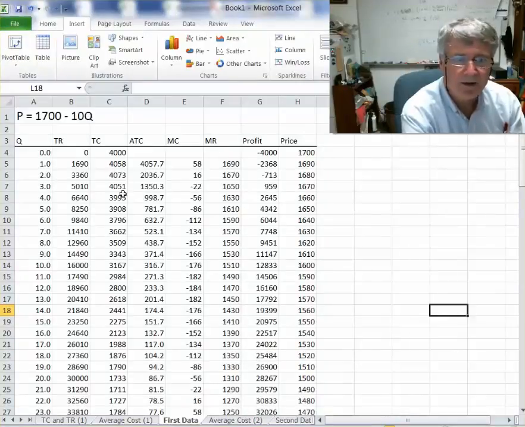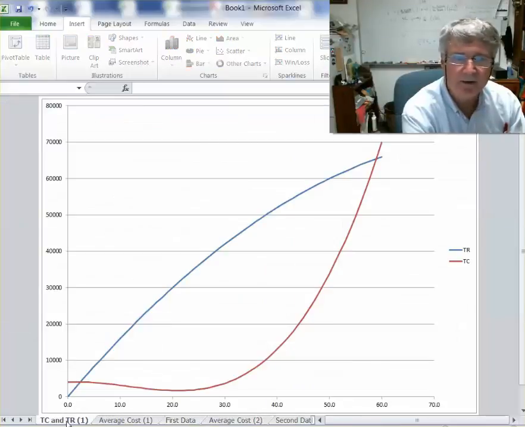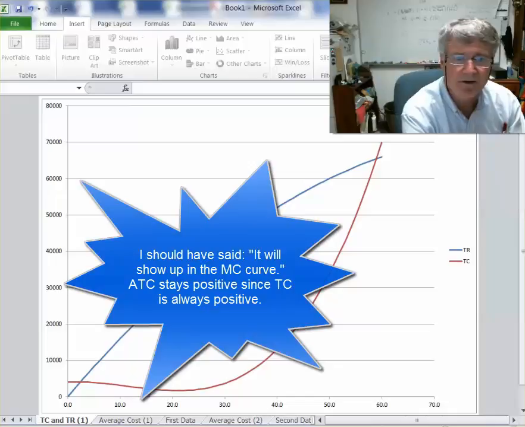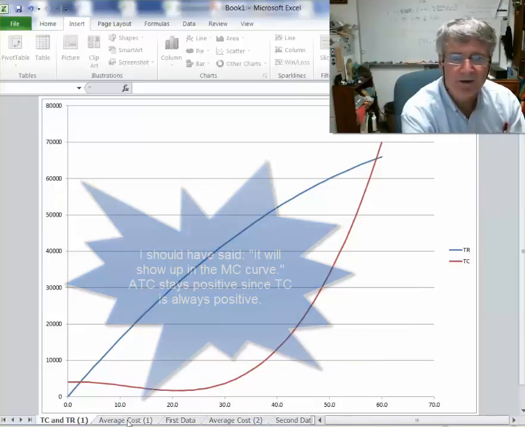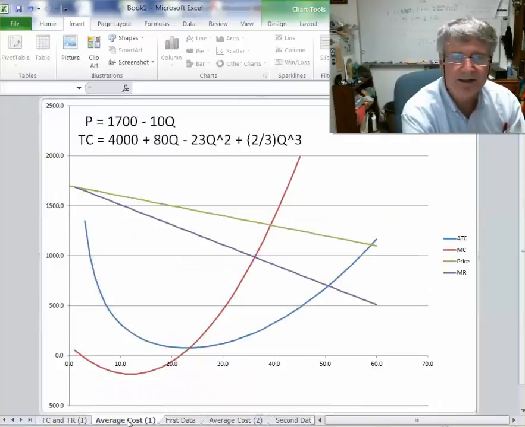With all of that, I went ahead and plotted the total cost and total revenue, and they look very similar to the ones we've drawn in class. It has this funny negative dip here, which will show up in the average total cost curves as falling below the axis, but that's okay. Profit maximization is going to occur over here somewhere. It's hard to see in this picture, but if we go to the average cost function, it's easy to see. Marginal cost equals marginal revenue right here, and that's where output is 36.